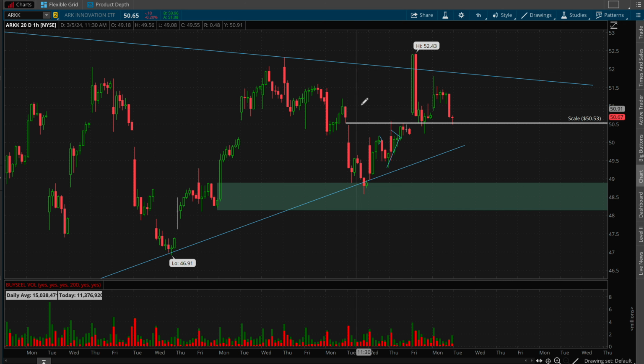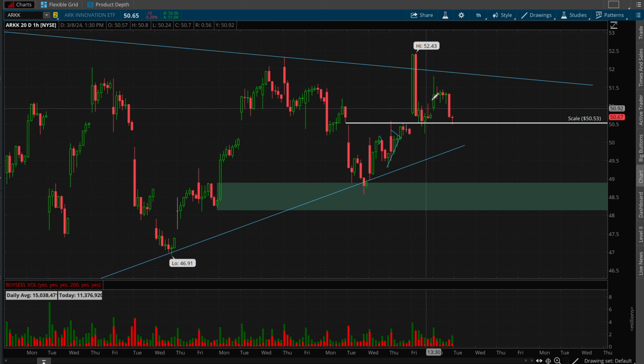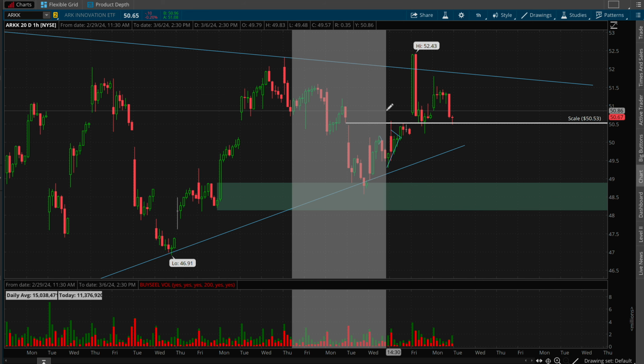So that's about 80 cents. The initial target was this top line. That was the end goal. So that's about, let's call it $52. So that's what, like a 2-to-1, 3-to-1 risk reward? So not bad. And I, again, had that scale out at 50.5. So let's say we bought in.